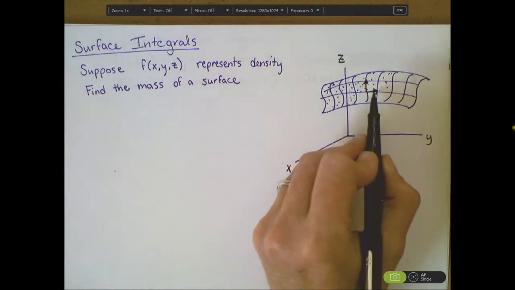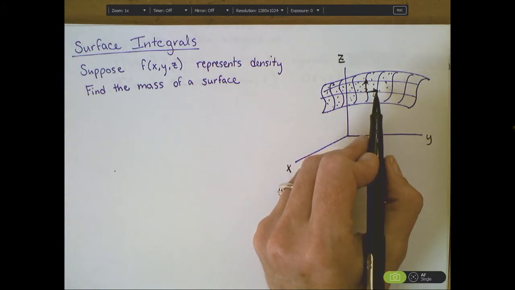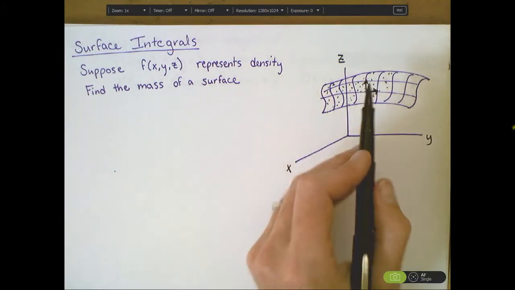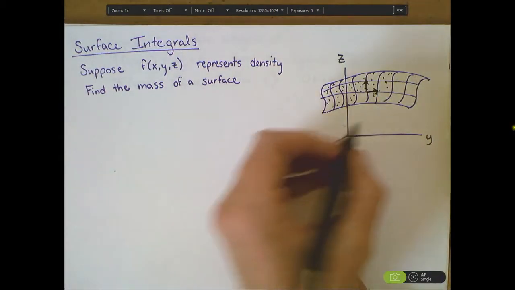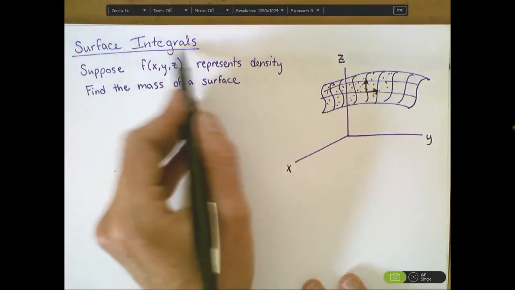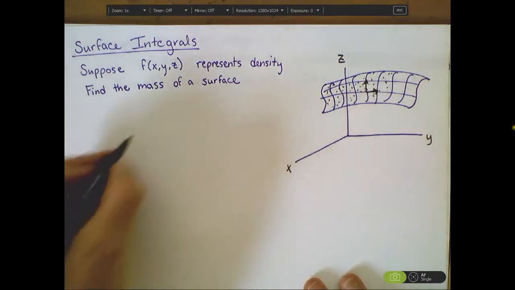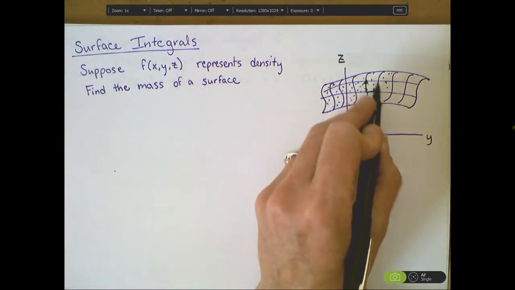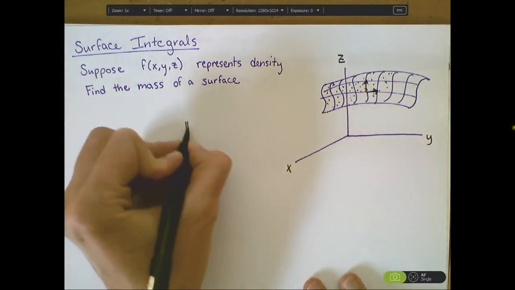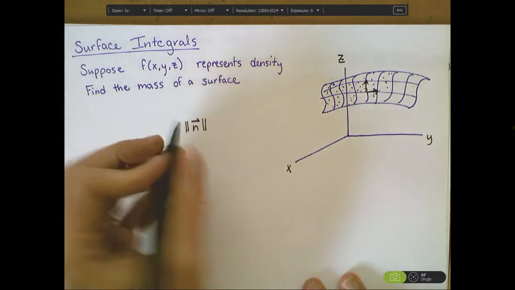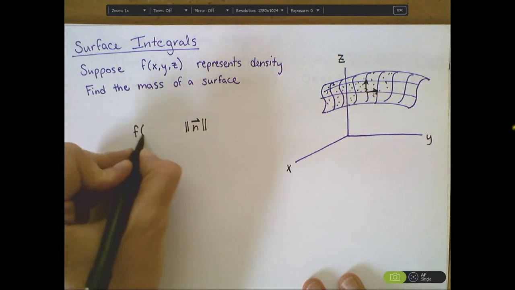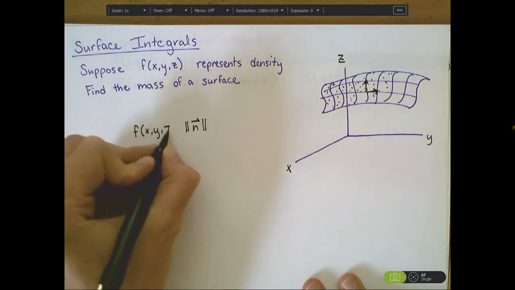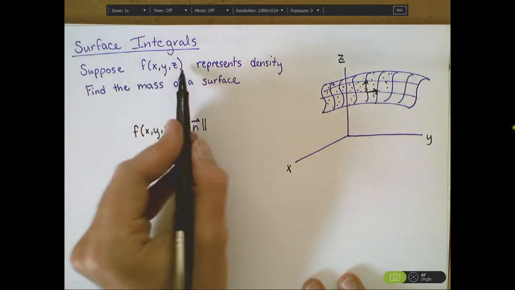Each parallelogram will have relatively uniform density. And as we take the limit using calculus, we get the exact value of the mass of the surface. So what did I just say? In order to find the surface integral, we take the area of each of these parallelograms, and recall that the area of the parallelogram is given by the magnitude of the normal vector. Then for each parallelogram, I multiply that by the density at that place, which is given by the function. We're thinking of this as a density function.